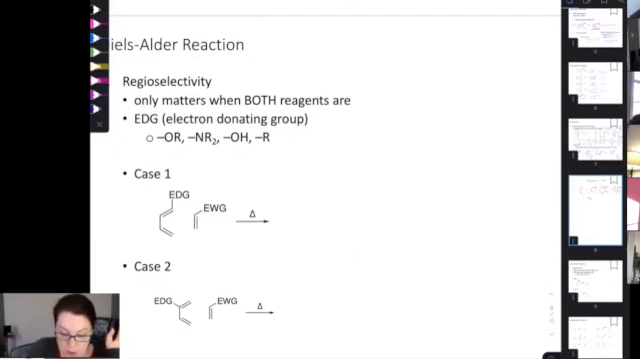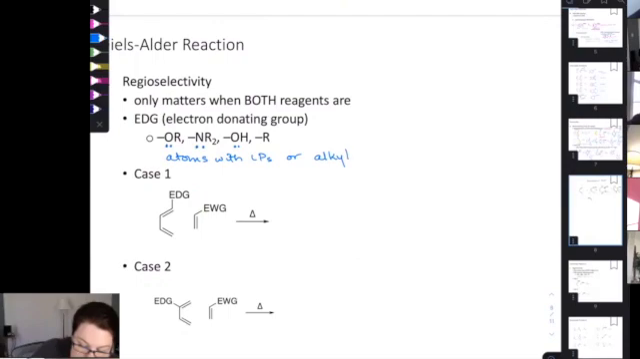Okay. So what are your donating groups? These are ones that can donate electrons. So think about these as ones that will help to stabilize a carbocation. That's these kinds of groups. So we have OR, NR, OH, and even R groups. How do we recognize them? They are either atoms with lone pairs, or an alkyl group, which is your R group. Okay. Those are considered donating groups.